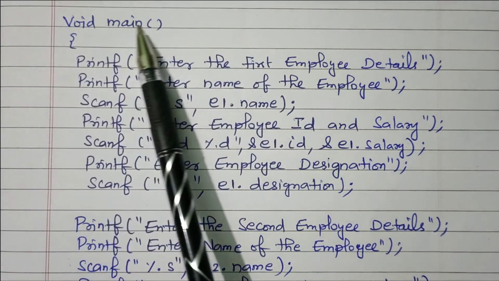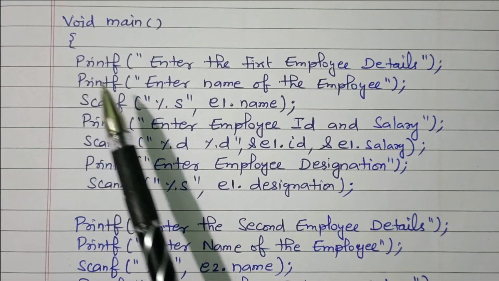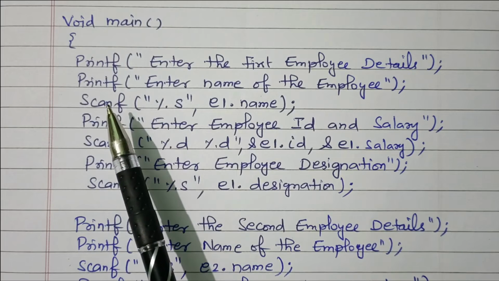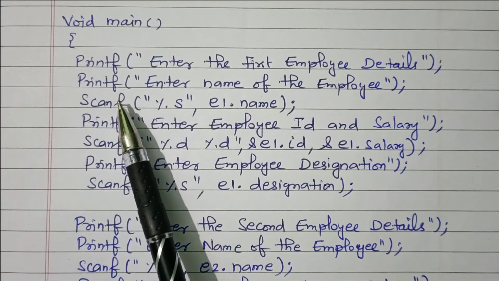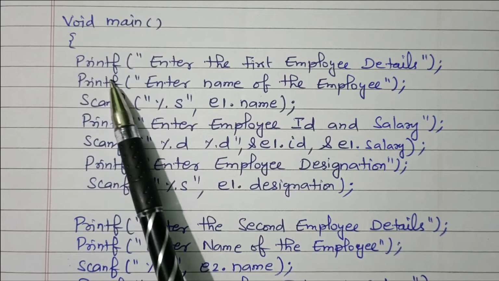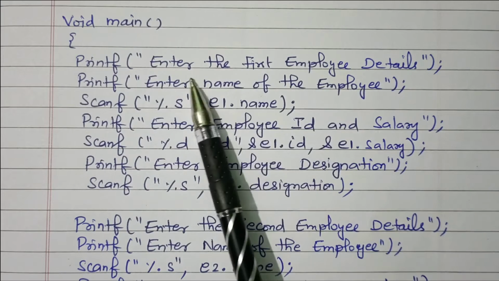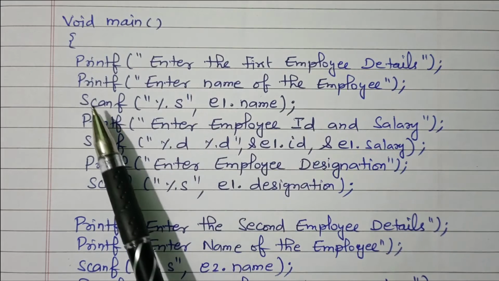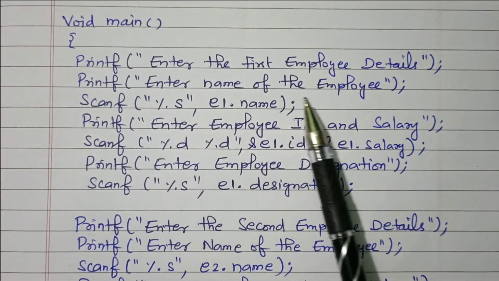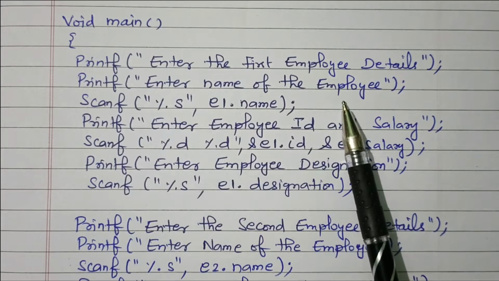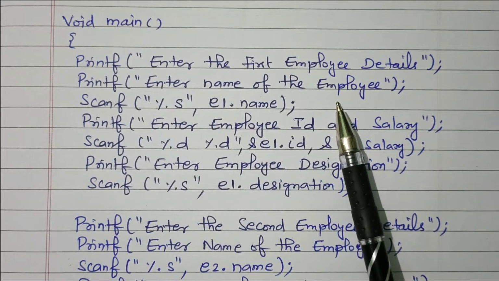Then void main, open the brace, main program starts. Now we need to get the first employee detail from the user. printf, enter the first employee details. We are asking for the first employee details. Then printf, enter name of the employee. So the user will enter the name of the employee.